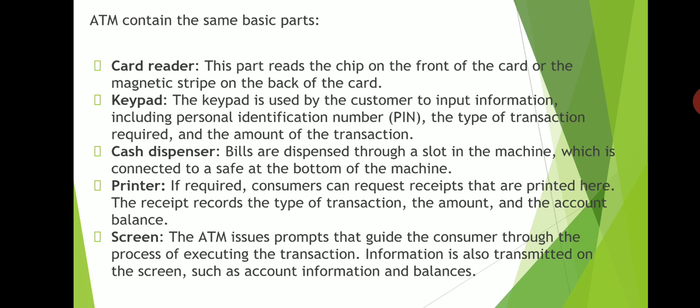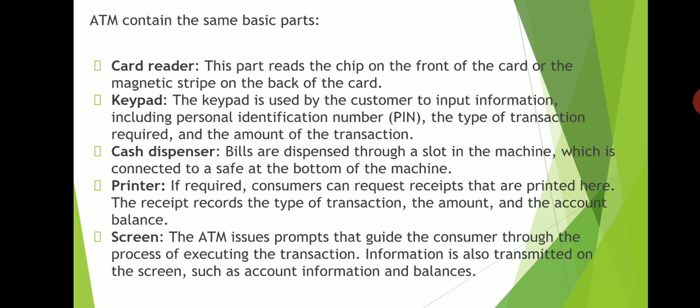The third one is the cash dispenser. Bills are dispensed through a slot in the machine, which is connected to a safe at the bottom of the machine where we are going to collect our cash. Printer. If required, the customer can request receipts that are printed here. The receipt records the type of transaction, the amount and the account balance.